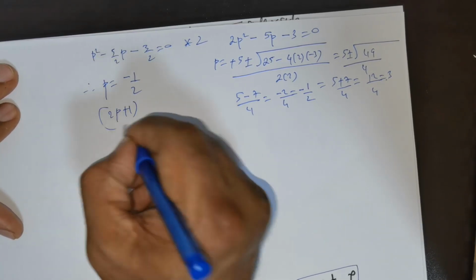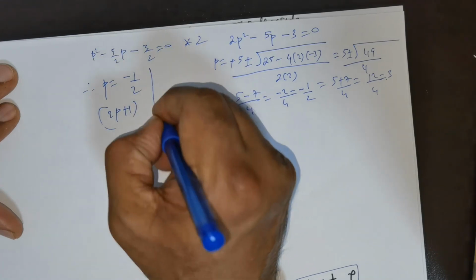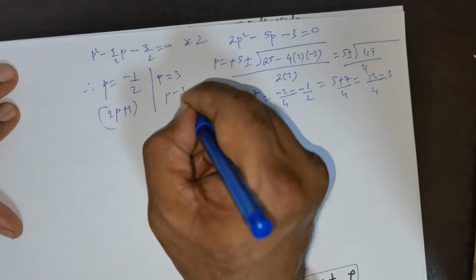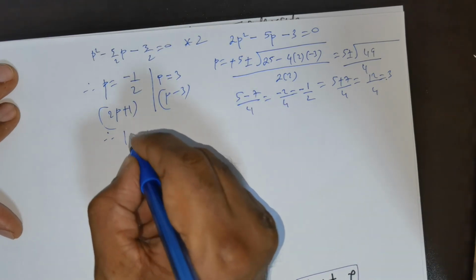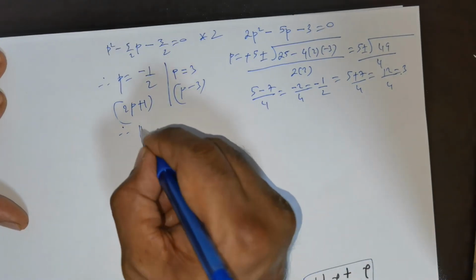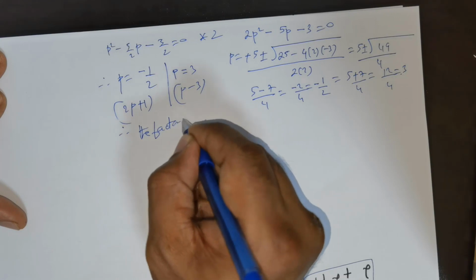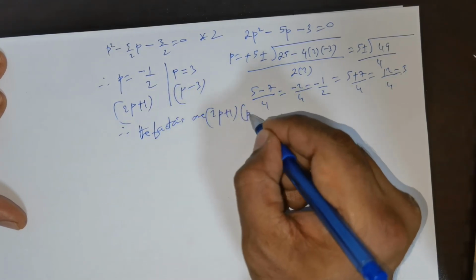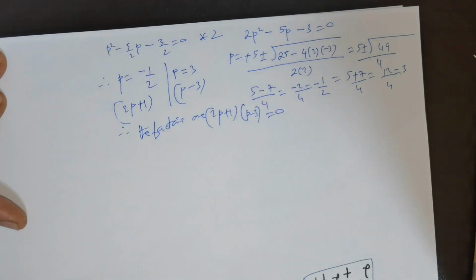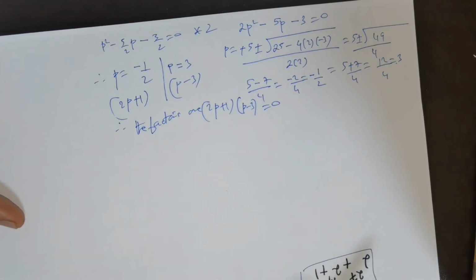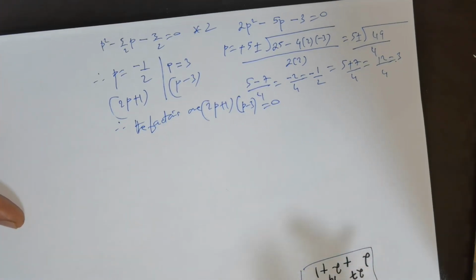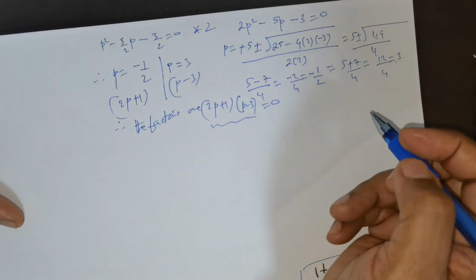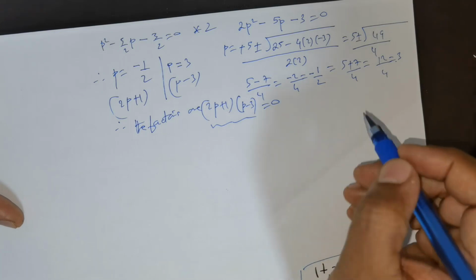So 2p plus 1, that's a factor here. Next p is equal to 3. p minus 3 is a factor. So therefore the factors are 2p plus 1 times p minus 3 is equal to 0. This is what we've got, right? So from here, this is in factor form, right?